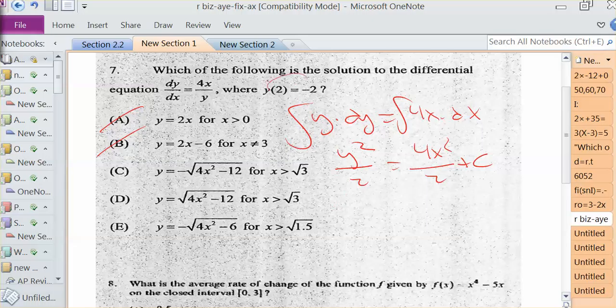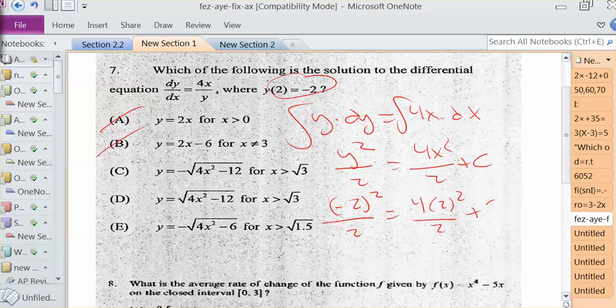Solve for c, so you're going to have to use your initial condition here. Plug in -2 for y. Remember, don't start isolating y yet. You got to solve for c first. Very, very important. So that's 2 on the left side. That's 8. C is going to be -6.